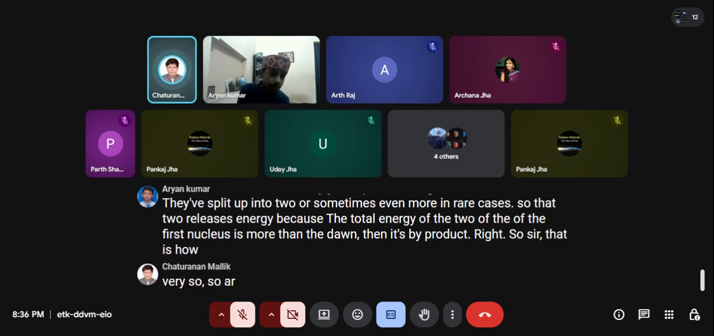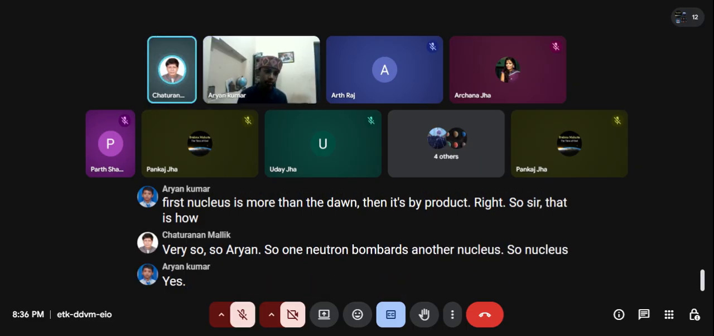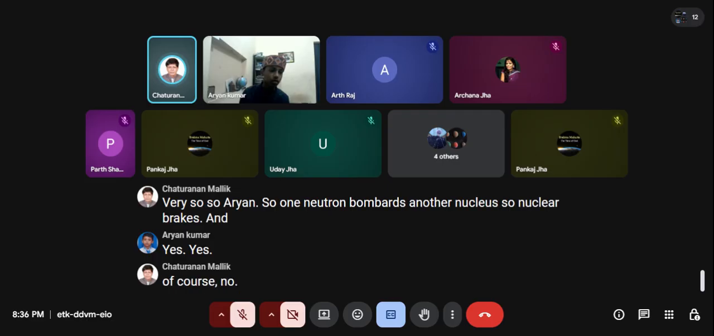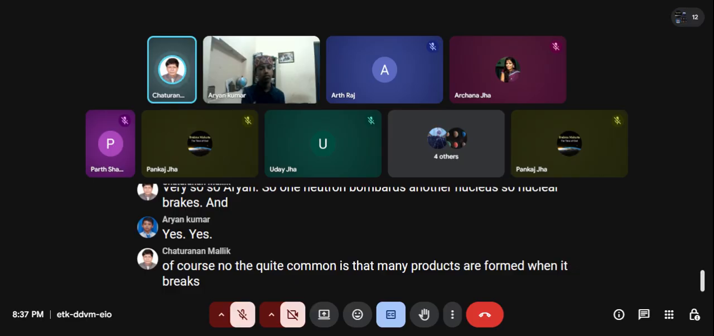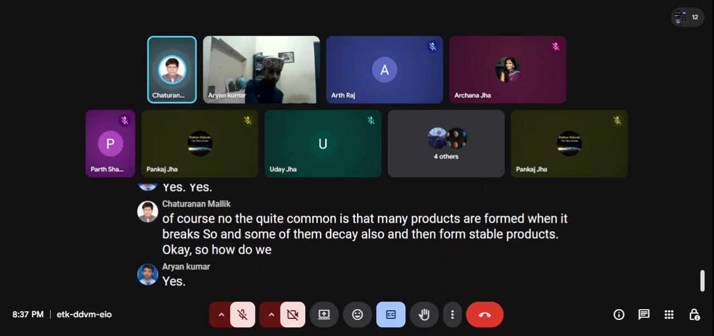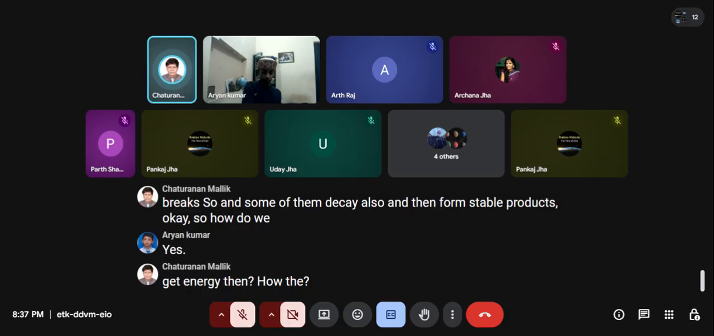So one neutron bombards another nucleus, and the nucleus breaks. Quite commonly many products are formed when it breaks, and some of them decay and then form stable products. Okay, so how do we get energy then? How does the chain reaction take place?